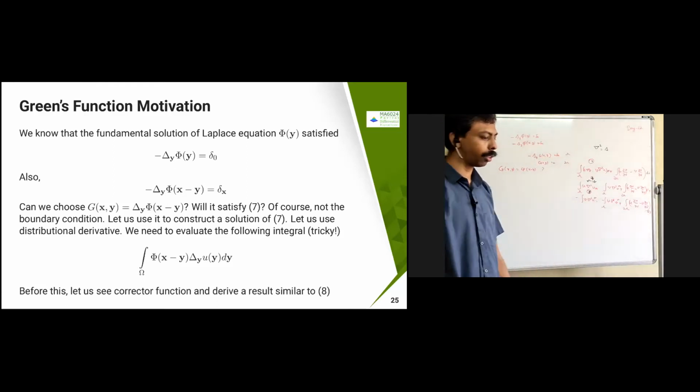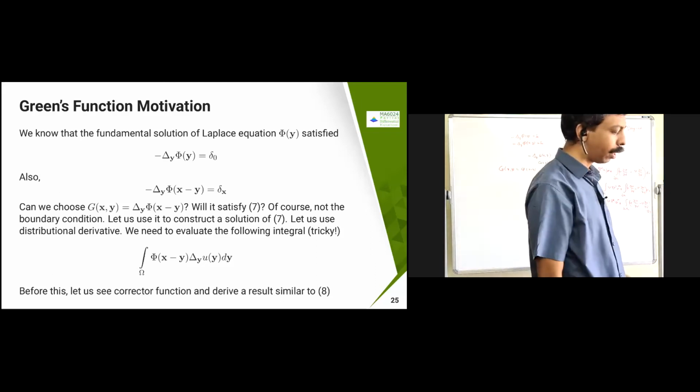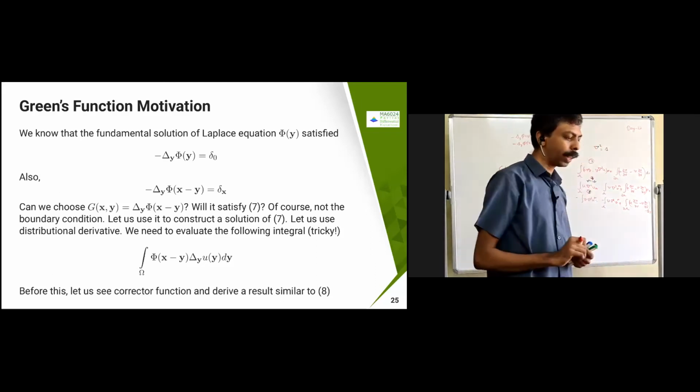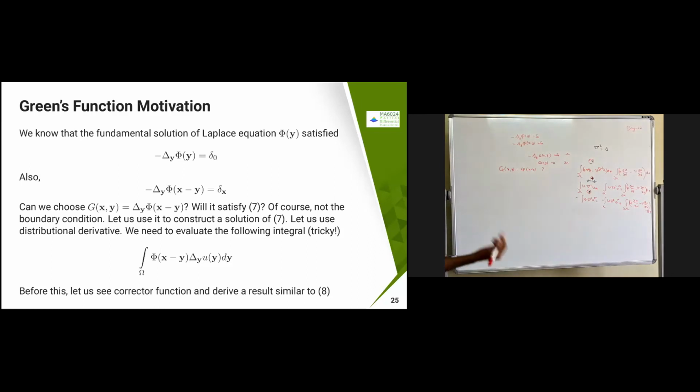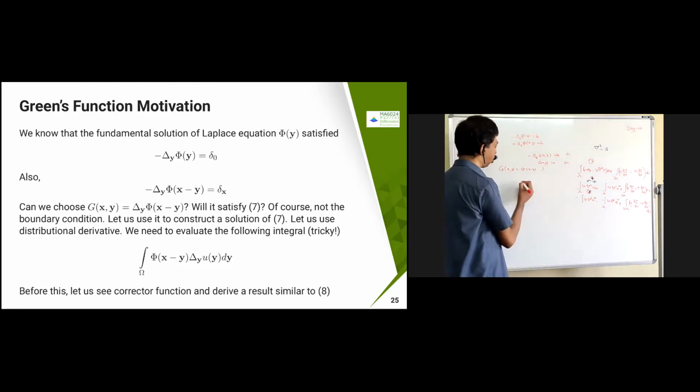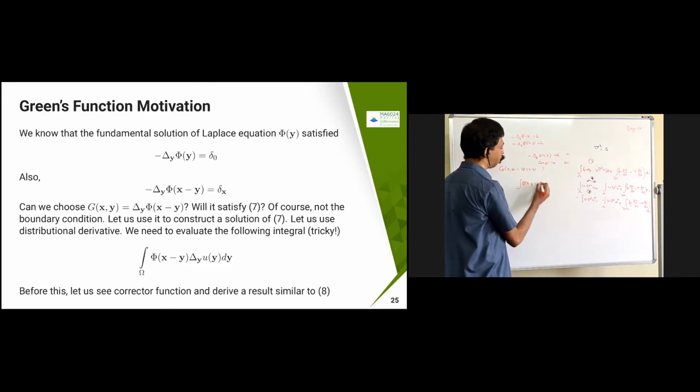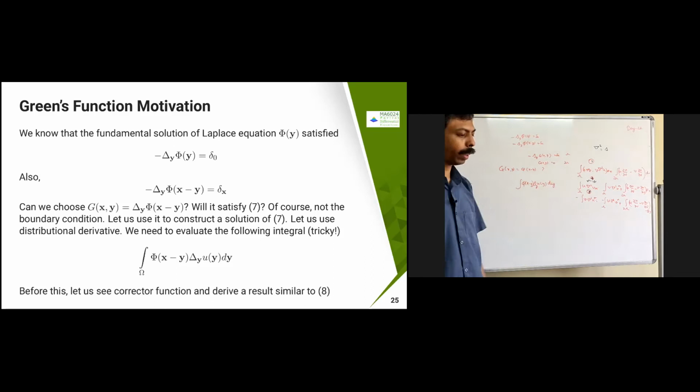We are going to use this to construct a solution of 7. For this, we need to use the distribution derivative. First, what we need to do is evaluate this integral: pi of x minus y into u of y dy. Sorry, delta y of u by dy. This one we need to obtain.